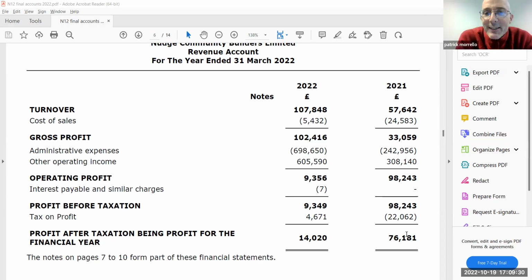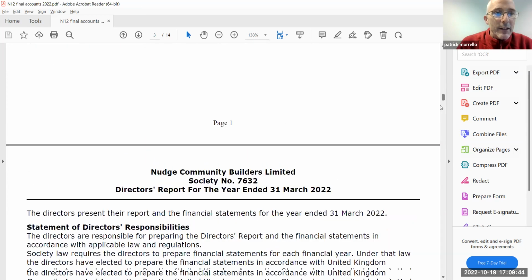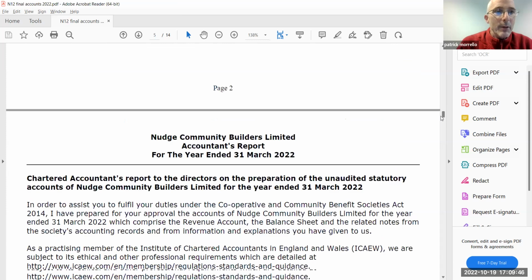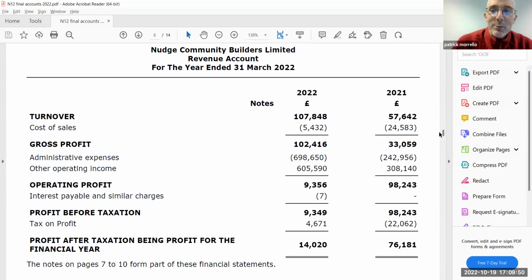Great. Okay, well, this is just a brief presentation on the accounts of Nudge Community Builders Limited. So the first page we've got here, actually, I'll just go back because before this we have the, oh no, we don't. Yeah, we do. No, we don't. Sorry. There is a director's report which isn't in this version, but the director's report will give you some narrative background to what the numbers are. So I'll just present the numbers.